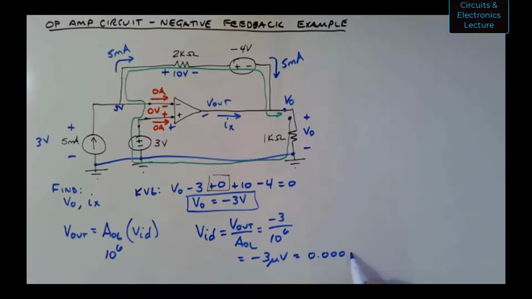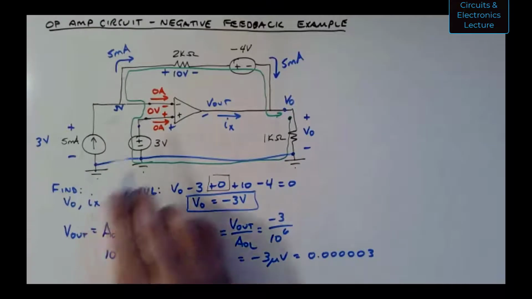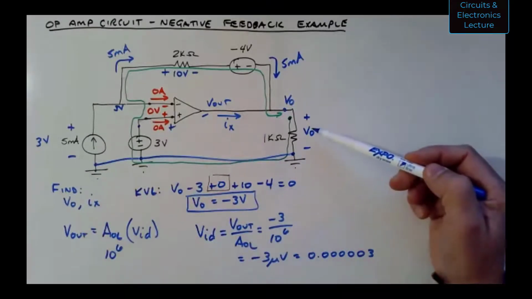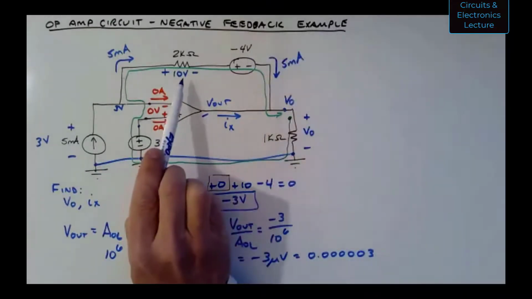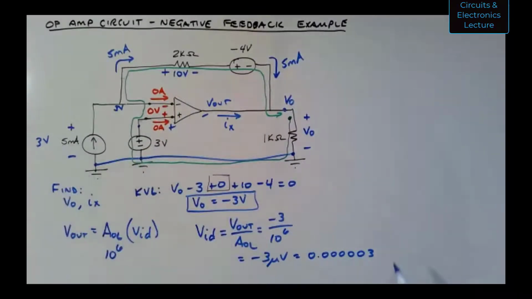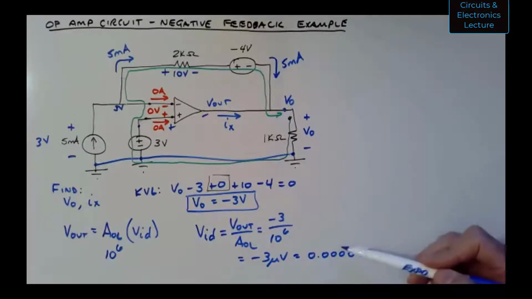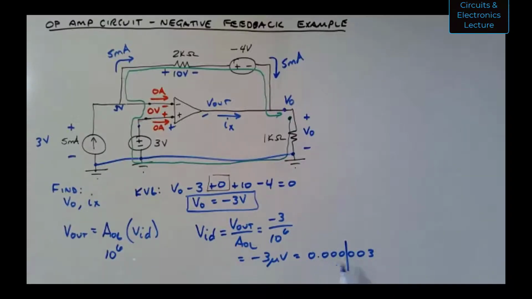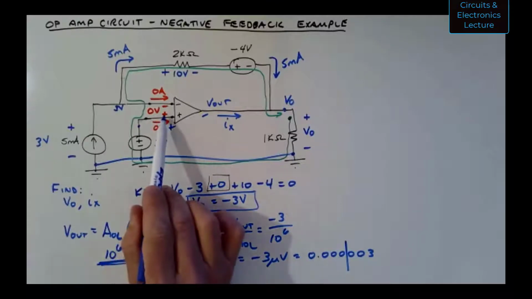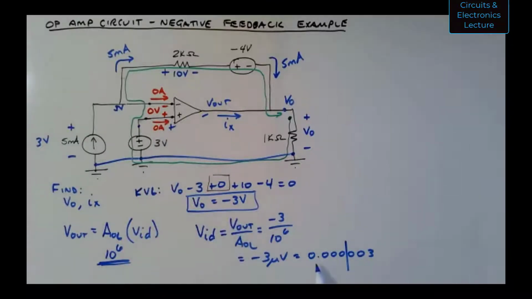1, 2, 3, 4, 5, 6 volts compared to the other voltages in the circuit, right? -3 volts here, 4 volts here, 10 volts here, 3 volts here. Compared to the other voltages, this would fall off as, you'd round that off. So that's why I say, even if you take it to 3 digits or 4 digits, you're going to chop that off and call it 0. Because AOL is so big, you can assume the input differential voltage goes to approximately 0.